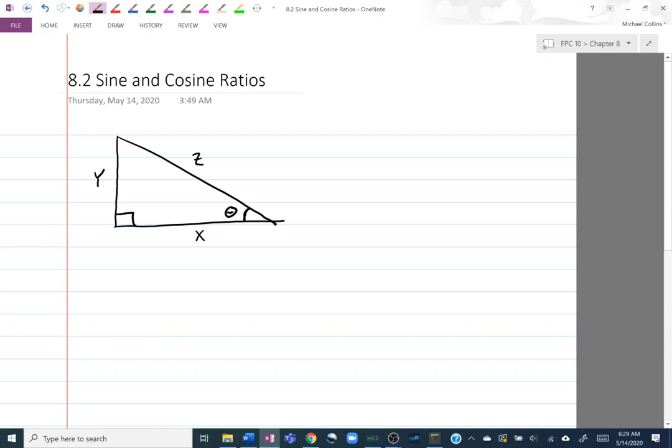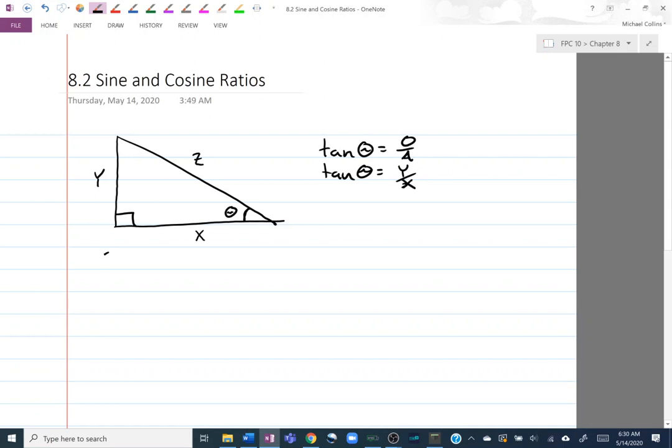And we identified our tangent ratio is the opposite over adjacent. So in this case would be Y. Well, let's start off by writing an equation. Opposite over adjacent. So in this scenario, my tangent ratio is going to be Y over X.